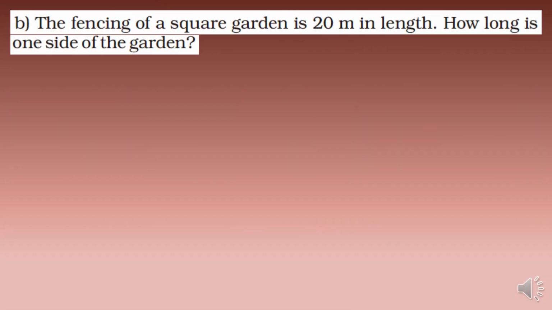See, the fencing of a square garden is 20 meter in length. How long is one side of the garden? Here you can see that the garden is in square shape, right? And its fencing is 20 meter in length. And for square, all the sides are equal. We know the properties of square, that is all sides are equal.